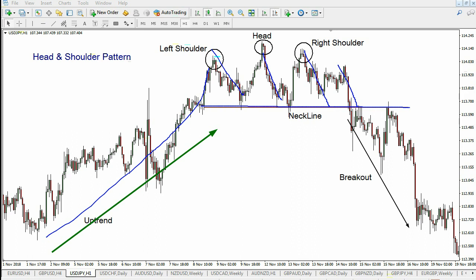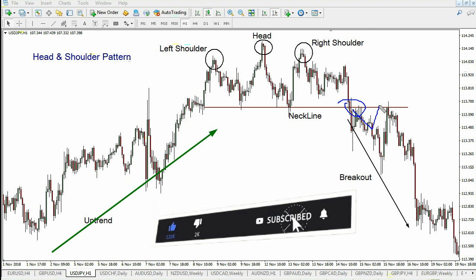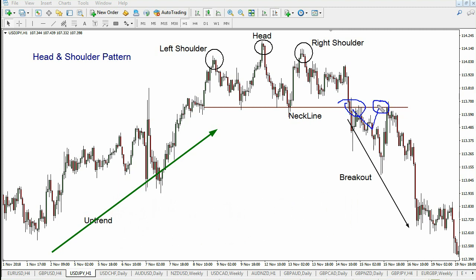So how to trade the head and shoulder chart pattern? So go short when price breaks below the neckline and retraces to the particular trend line again. So set your stop loss at the previous peak and set your target point to this level. This is the first way to set stop loss and profit taking.